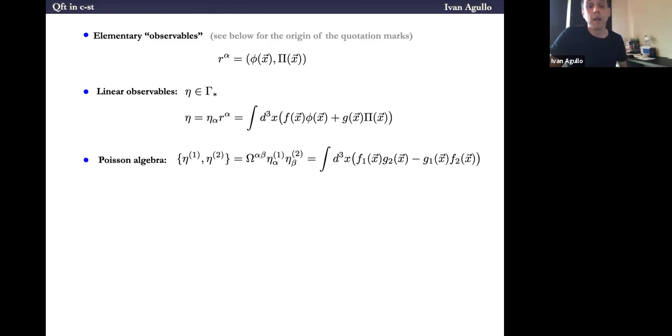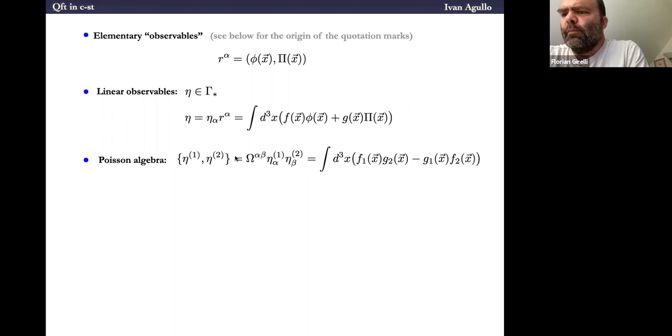Poisson algebra: if you give me any two linear observables, the Poisson algebra is just the symplectic contraction, as we saw in the previous section. Again, I write the integral explicitly, but this is more compact.